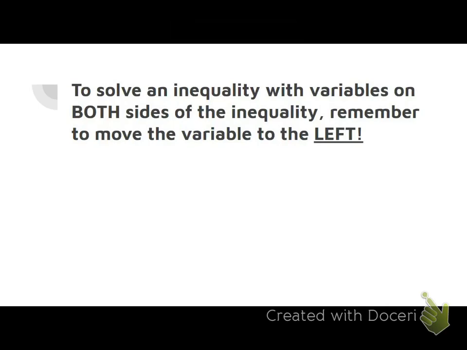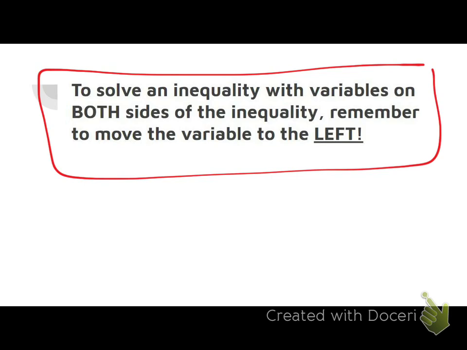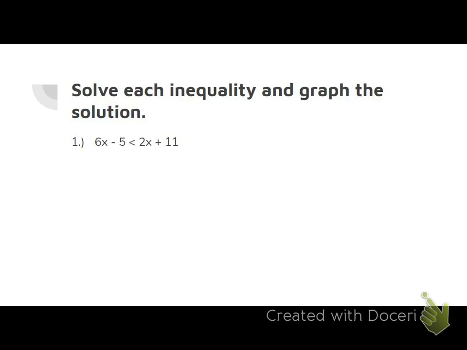To solve an inequality with variables on both sides of the inequality, remember to move the variable to the left. I would get this note written down. We don't want to just move it anywhere. We want to make sure it's on the left as soon as possible. If you want to shorten it up, that's fine. Put it in your own words. But we need to make sure all the variables get moved over to the left side. Then let's start looking at some examples.